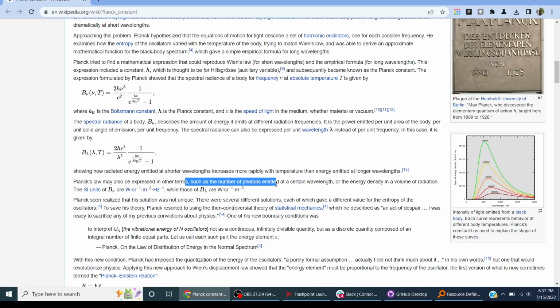The SI units of B sub v are watts, inverse steradians, inverse meters, inverse hertz, while those of B sub lambda are watts, inverse steradians, inverse cubic meters.